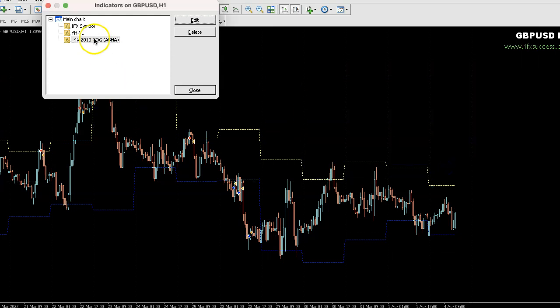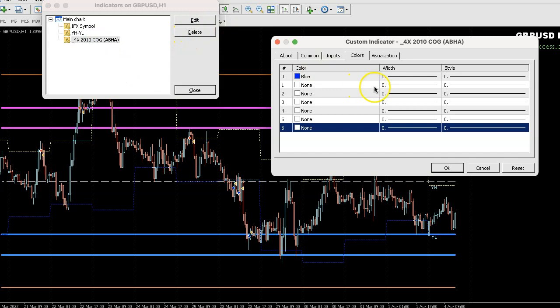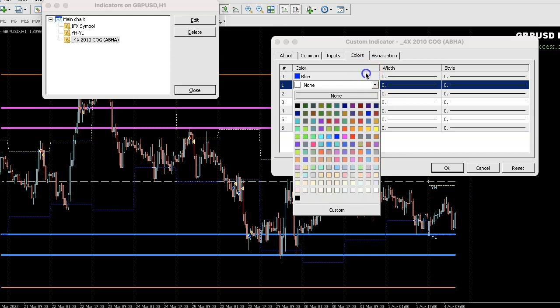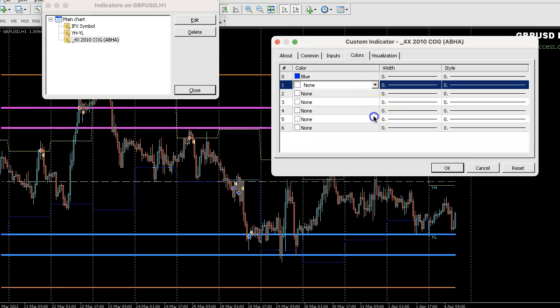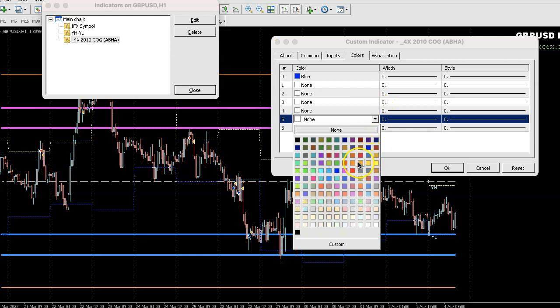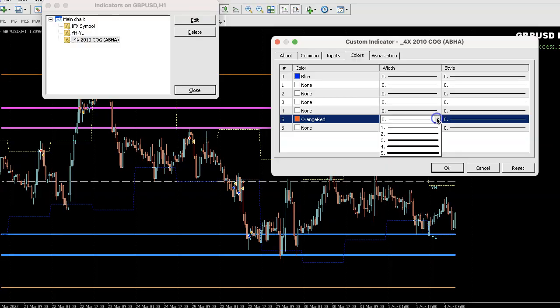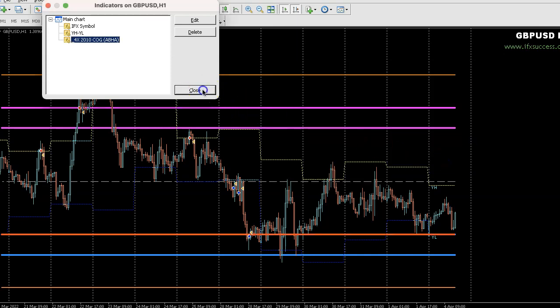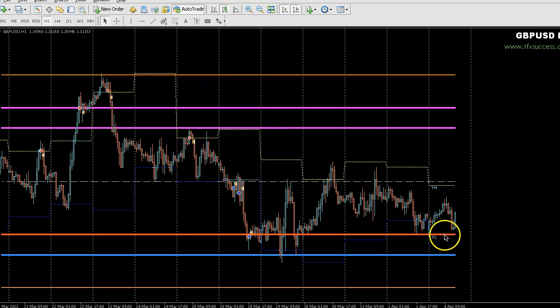Well, it's very simple. You need to change the colors and realize which one is the color that you want to use. So I know that here 5, let's change it to any color that you want, and let's say I want to make it thick. I'm going to go here, you see orange. So this orange changed color now, so this is my first buy resistance.